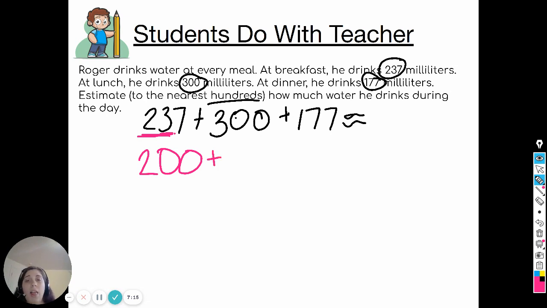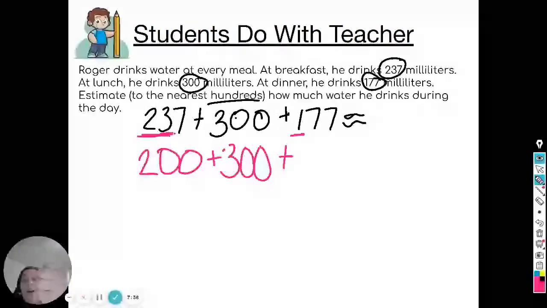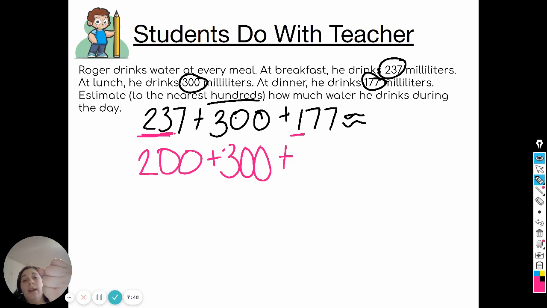Okay? The next number is 300. That's already rounded to the nearest hundred, so that's pretty easy. We'll just add that on. And next we have 177. We're rounding to the nearest hundred, so we look in the hundreds place and we have 100. Let's hold our balloon and we're going to start counting at 100. We're going to count by tens. Okay, and we know 177 is somewhere between 170 and 180. Okay, let's count by 10, starting at 100.